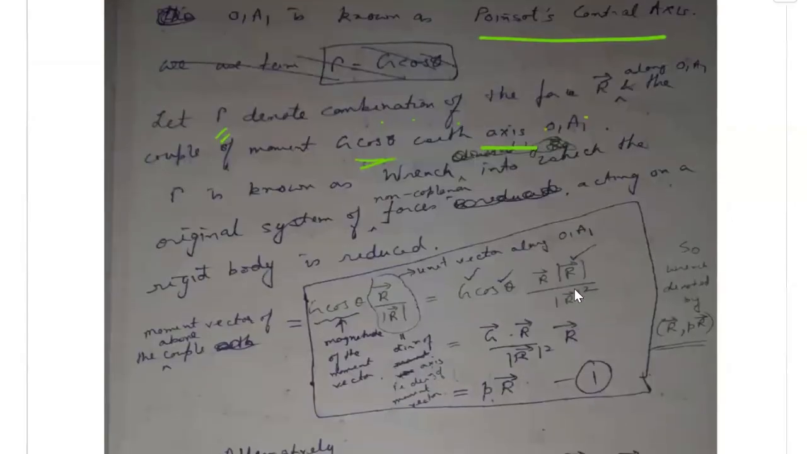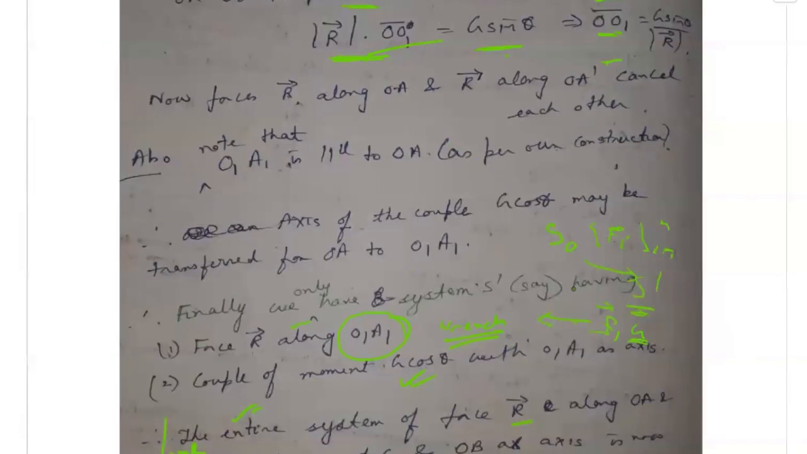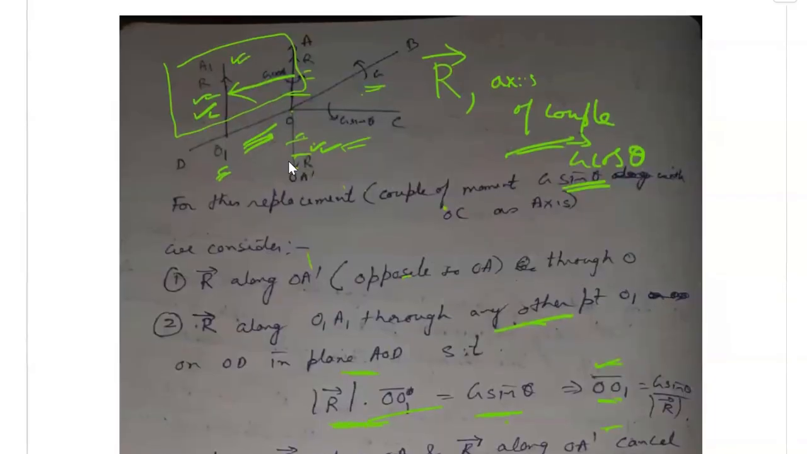Okay. Now let us find out the moment vector of the couple, G cos theta. Moment vector of the couple we need to find out. Now what do we have in our hand? If we are considering only the couple part, this is the axis of the couple after shifting, right? So what is the direction of the axis of the couple? The direction of O1A1. Now what is the direction of O1A1? Nothing but the direction of the resultant. Now how do you get the direction of any vector? R by mod R, the unit vector. So this is the direction.